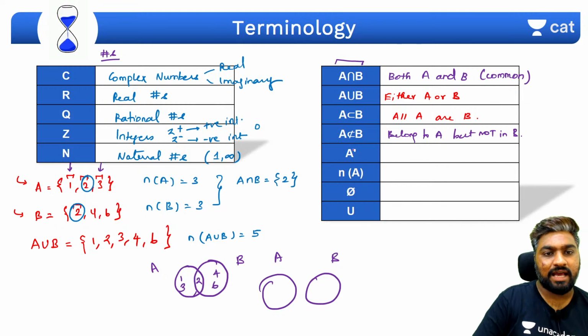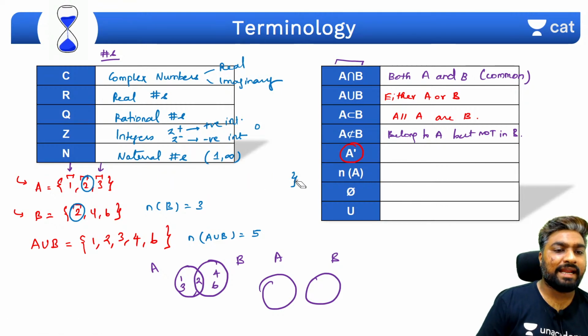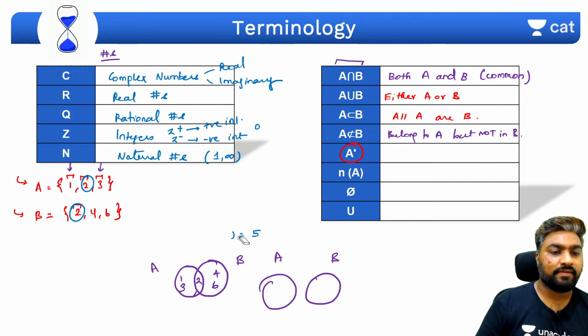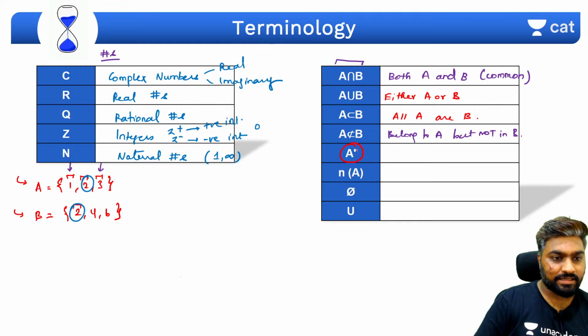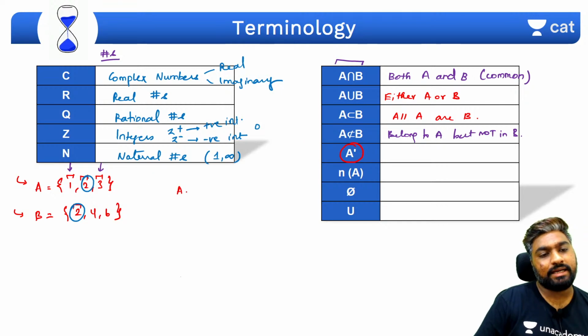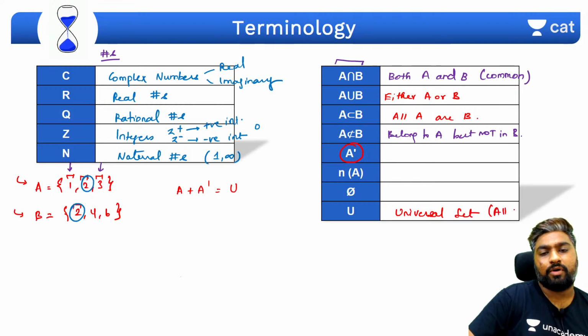Now what's our next terminology here? The next thing that we have is dash. What do you mean by A dash? A dash basically means complement of it. Everything that is not A is A dash. So it's clear that A plus A dash should technically give you the universal set, which is all possible terms.